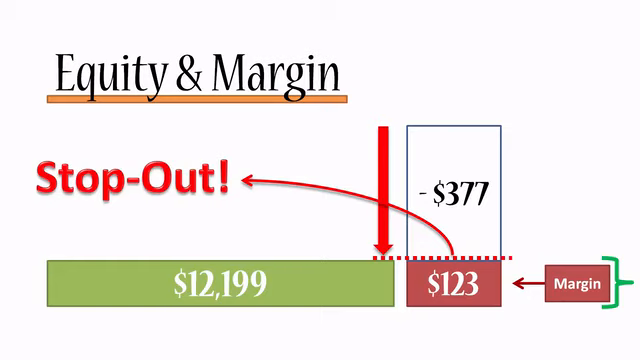So that is the funds that will get eaten into before the funds that they actually lent you. So that's how the broker uses the margin as a safety net. And as you can see, the equity has also reduced to the size of the margin.